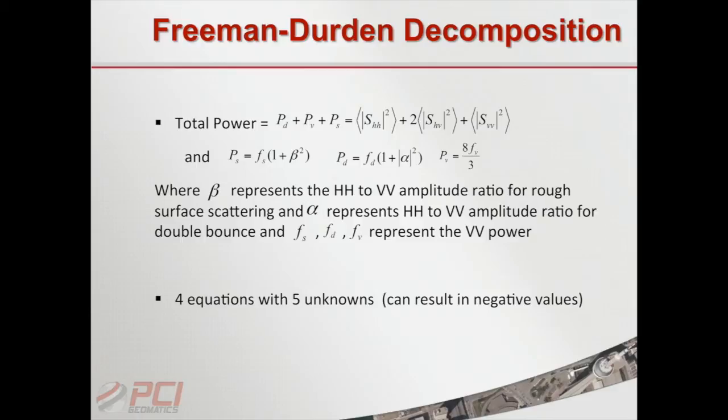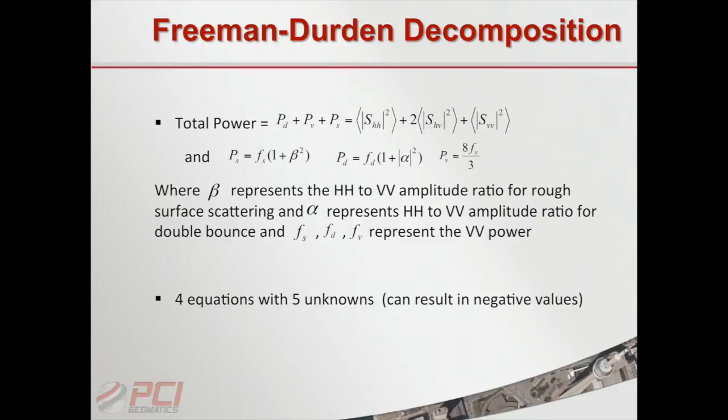The one that's in use most of the time, I believe, in talking to Brian, is the Freeman-Durden. That seems to be the standard. And basically all we do is we break it up. We have the total power here. We know what that is. We do 2 channels of HV, because the HV and VH are both the same, so that's why the 2 appears there. And based on some ratios and things like that, we end up trying to solve 4 equations with 5 unknowns, and that's okay.